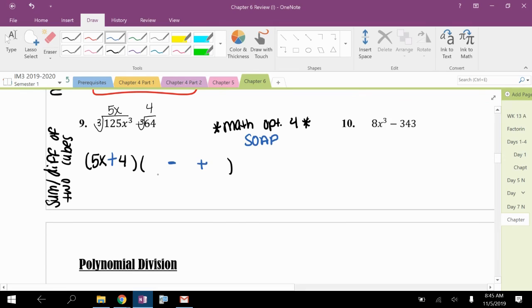All right, this first group, you always square the first guy. What is 5 squared? 25. This guy, we multiply them together. What is 5x times 4? 20x. What is this guy? We square this one. What's 4 squared? 16. And we're done.